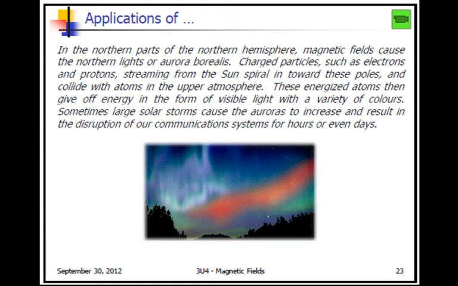You may have seen the aurora borealis if you've traveled up north. That is an interaction between the Earth's magnetic field and charged particles that are entering the Earth's atmosphere from space. So these auroras are a natural application of magnetic fields on Earth.